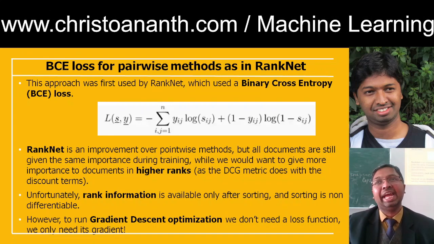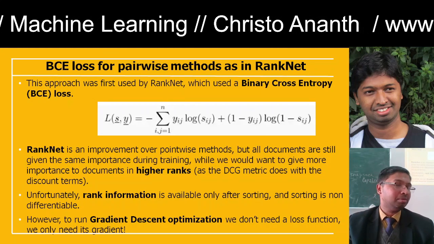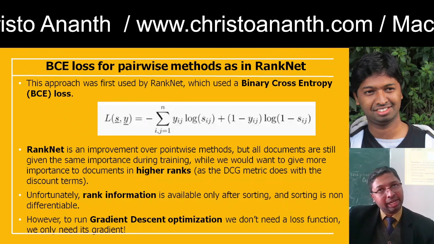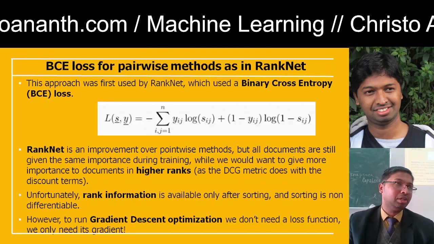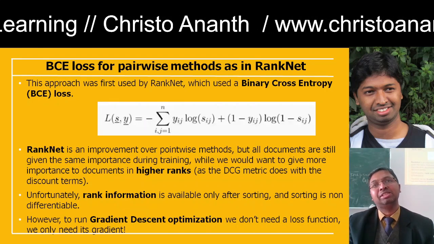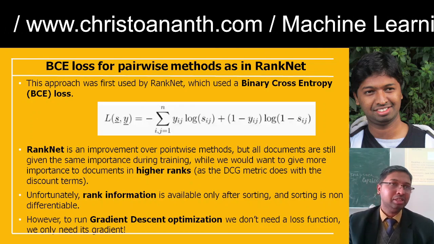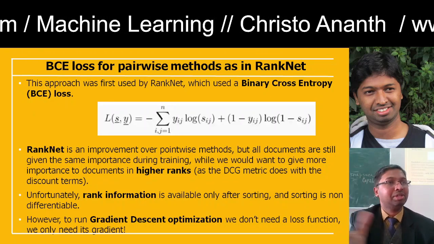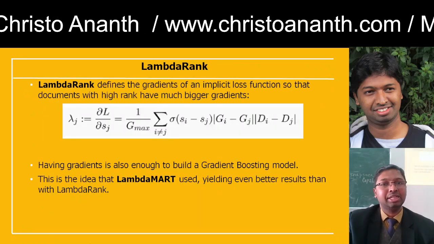So that will be an enhancement, an advantage over the point-wise method, but still every document is given equal importance during training, and you still have to identify which has the higher rank. Ranking information is definitely important because we can sort and align documents, but of course sorting is non-differentiable. So you can go with gradient-based optimization. We don't need a loss function, we just need a gradient. This is LambdaRank.